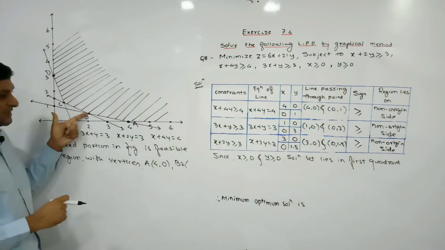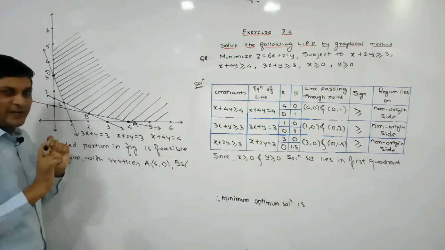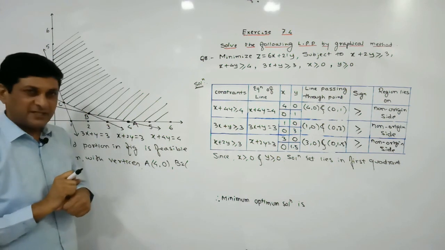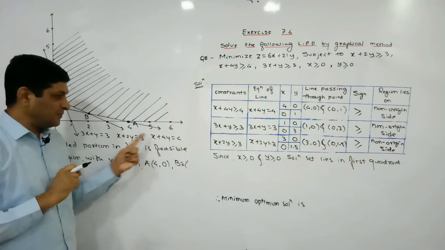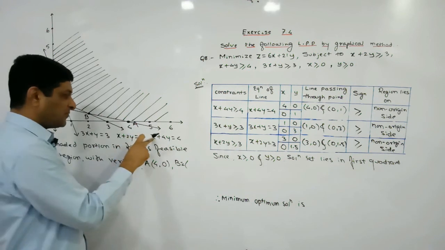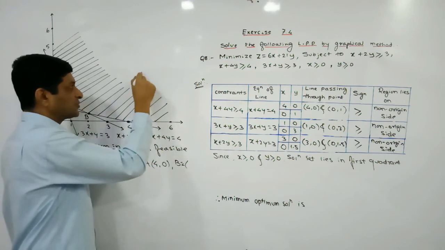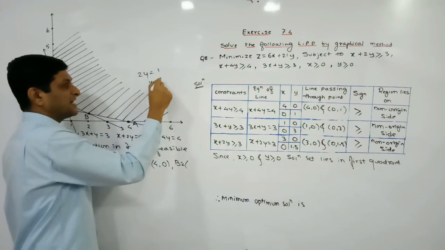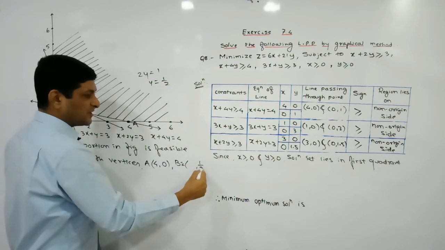Here we can observe that B is the point of intersection of these 2 lines. So to find the coordinates of this point, we have to solve these 2 equations simultaneously. If you observe, the coefficient of x in both the equations is the same. So we take the difference of these 2 equations, and x will get cancelled. 4y minus 2y is 2y, and on this side 4 minus 3 is equal to 1, which implies that y = 1/2. So the y coordinate is known to us, 1/2.